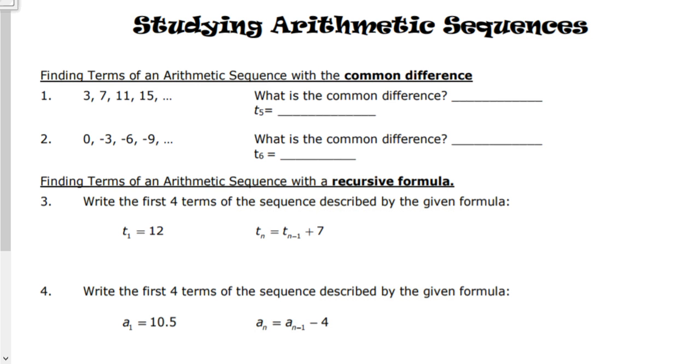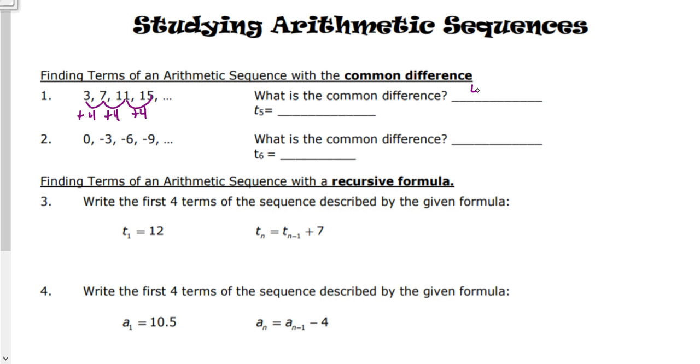So finding terms of an arithmetic sequence with the common difference. So what is the common difference? The common difference is the rate of change. It can be positive or negative. So I can see the common difference here is 4. And a common difference tells me, is it an arithmetic sequence? If there is no common difference, it's not an arithmetic sequence.